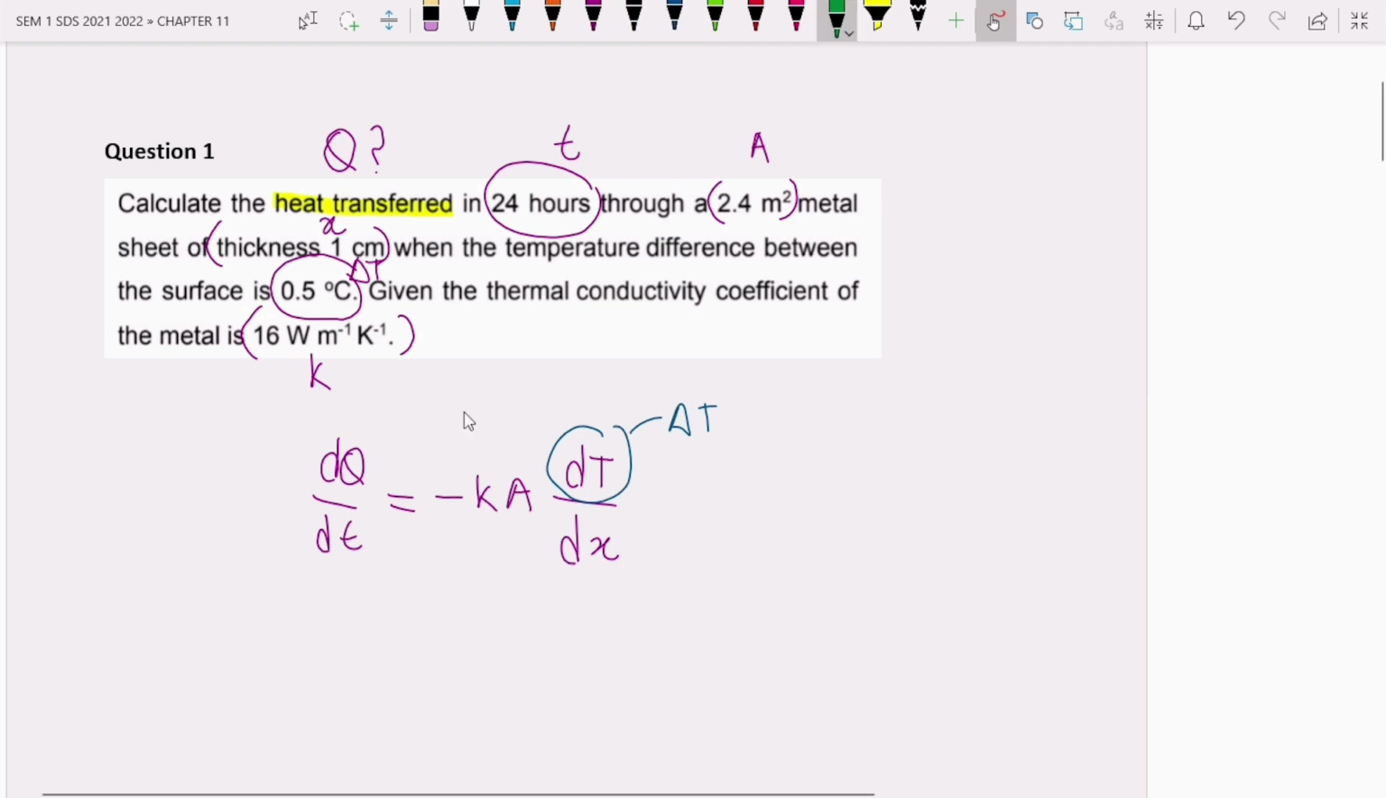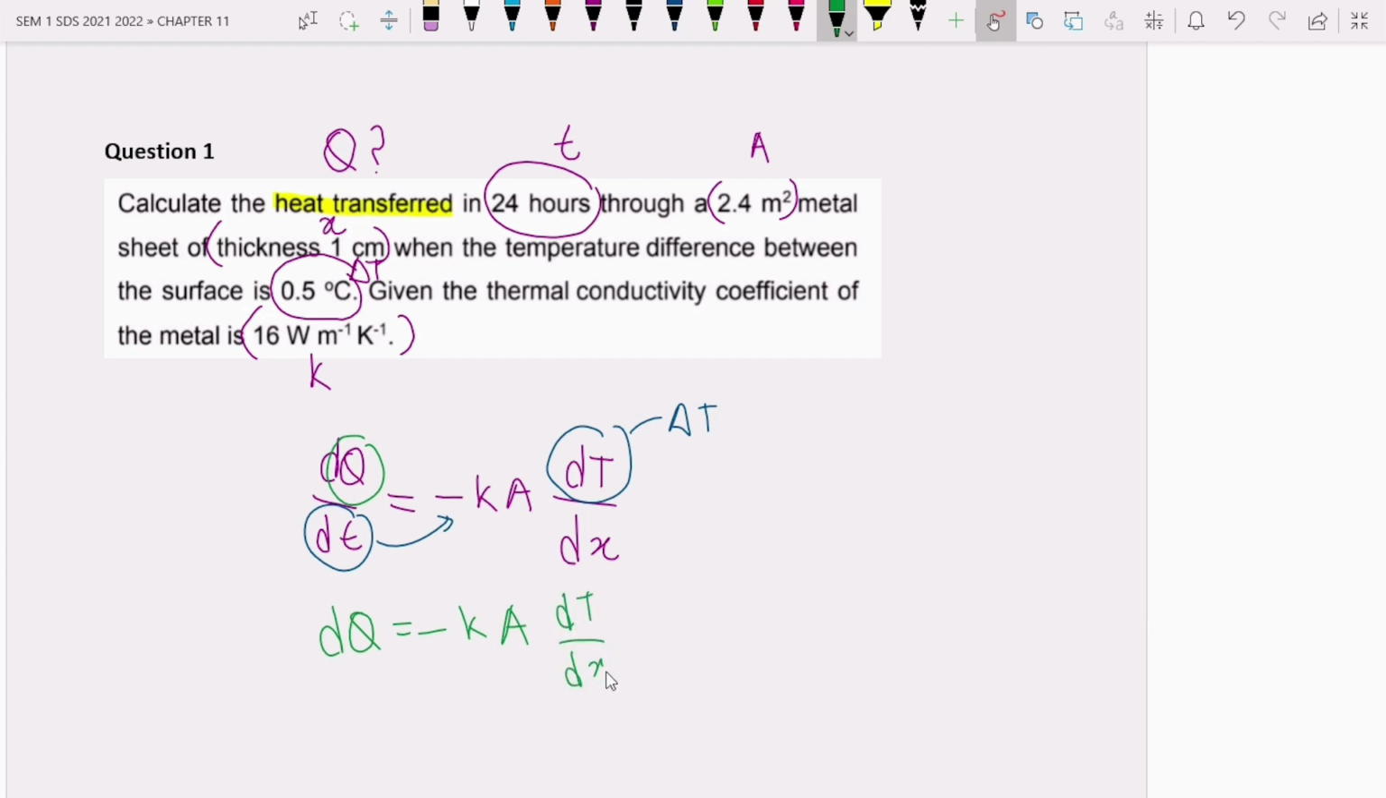Alright, so we know the heat transfer is Q. We are going to look for Q, dQ. And what we are going to do now is multiply this equation by time. So we will get negative thermal conductivity times the area times the temperature gradient times the time taken.